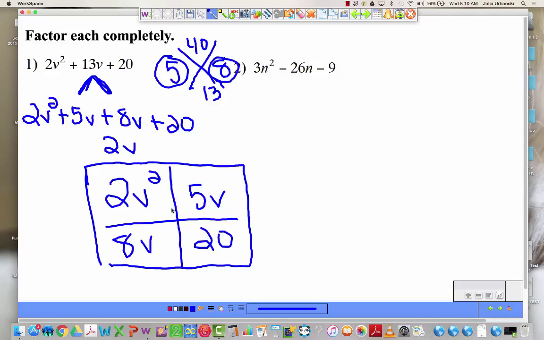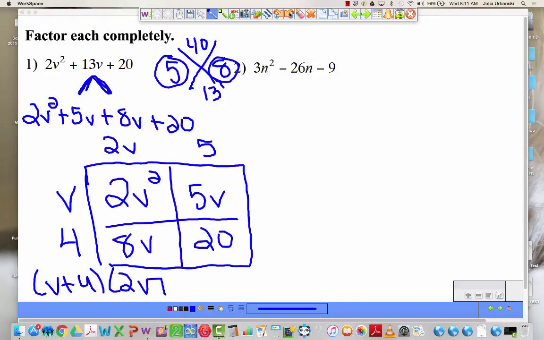2V. This one? 5. Positive 5. Good. This one? 1. 1V. Good. And this one? 4. 4. 4. Good. So your answers are V plus 4 and 2V plus 5.